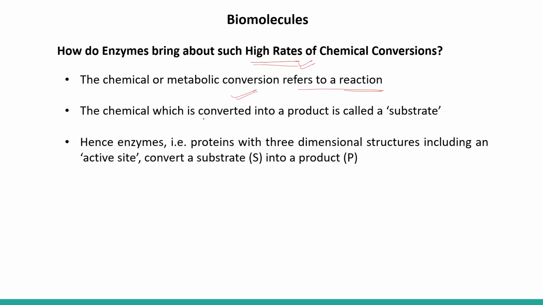So there is a chemical which is converted into a product. Suppose that chemical is named A. It is converted to a product P. Okay. So this chemical which is converted to product P is called the substrate.